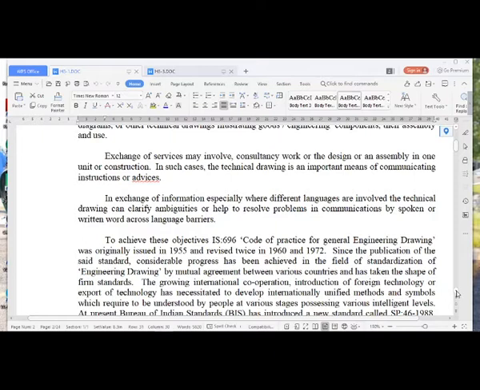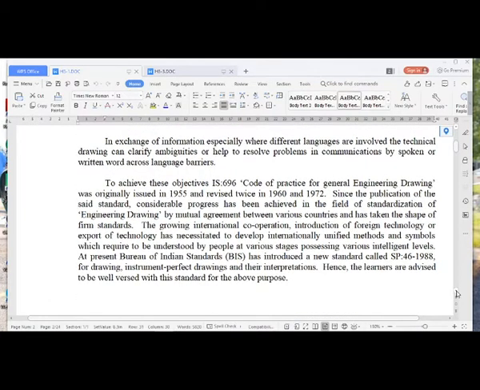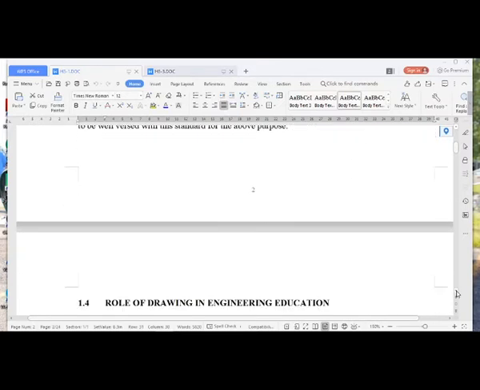The growing international cooperation, introduction of foreign language technology, or export of technology has necessitated developing internationally unified methods and symbols, which are required to be understood by people at various stages, possessing various intelligence levels. At present, the Bureau of Indian Standards (BIS) has introduced a new standard called SP 46 1988 for drawings, which already discussed all these importances.